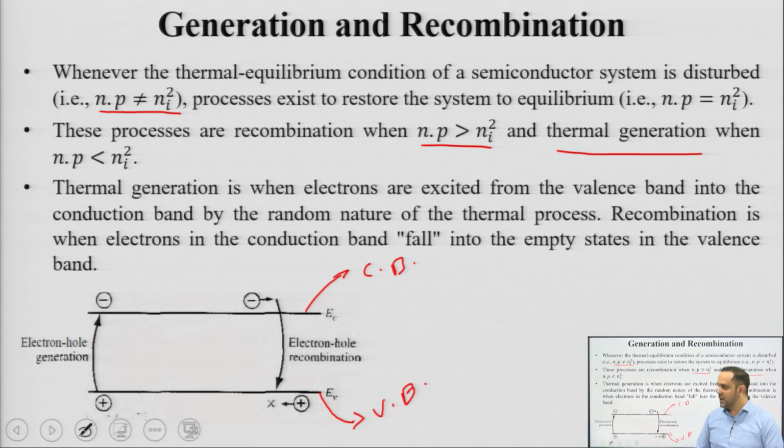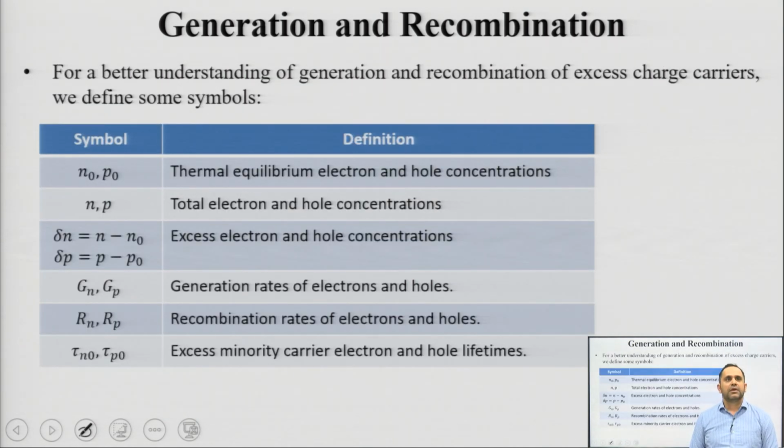So, when electrons move from valence to conduction band, you increase the concentration of electrons in the conduction band, and at the same time you increase the number of holes in the valence band. So, this is analogous to generation, and when these excess carriers in the conduction band come back to the valence band, this process is known as recombination. So, in order to better understand generation and recombination, let us define some symbols.